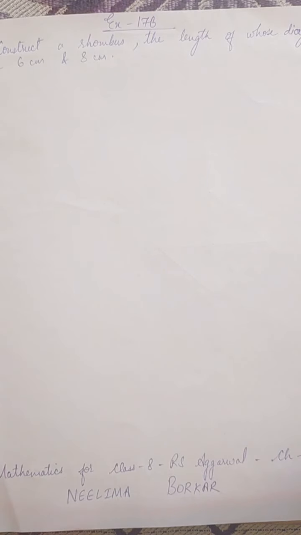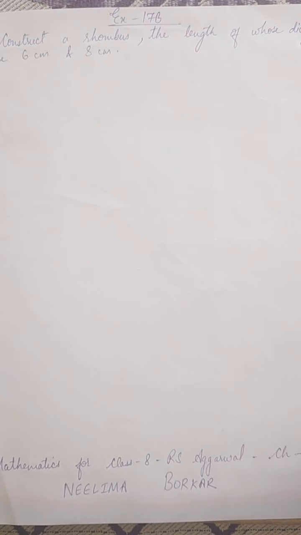So all of us know about rhombus, that all the sides of rhombus are equal as well as the diagonals bisect each other and the length of diagonals are not equal. That's why here also you see that they have provided two different lengths of two diagonals. One is given 6 and another is given 8 centimeter. So we know that one diagonal is smaller than the other.